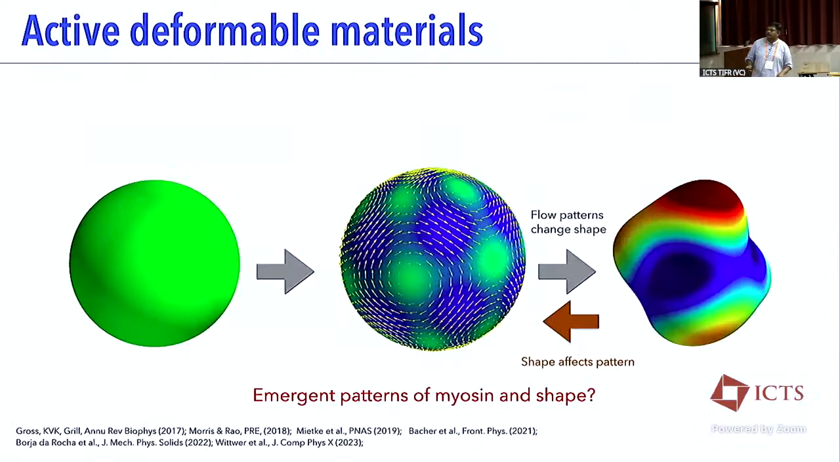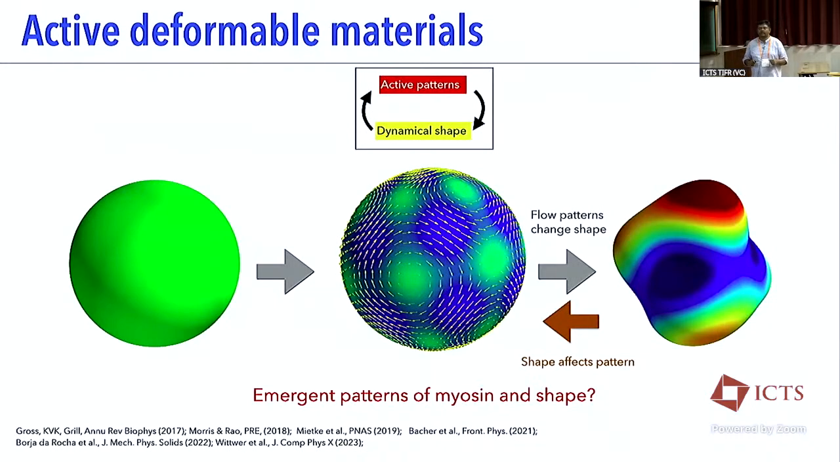Okay, so here's the conceptual picture that I have. I want to start from something which is, let's say, a sphere and no patterns on the concentration. Patterns in both the concentration, velocity, and stress will come up. The stress patterns will change the shape. Well, the shape will change the patterns, so there'll be a feedback. That's the thing that I want to ask. So I want to ask, what are the patterns of both myosin and shape simultaneously?